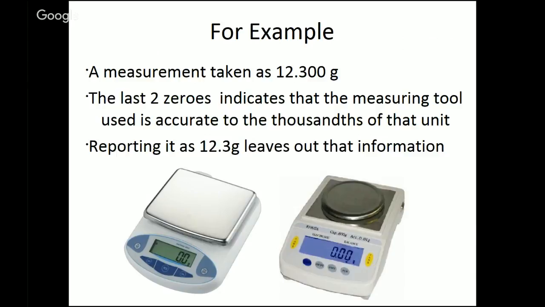On the other hand, if you were to use the balance on the right and you were to only report your numbers down to the 10th place, you would be underrepresenting the precision of the balance that you're using. So the reason that we need to report sig figs correctly is it tells the researchers how precise, how accurate the instruments are that you used to collect the data. So it's a pretty important skill.